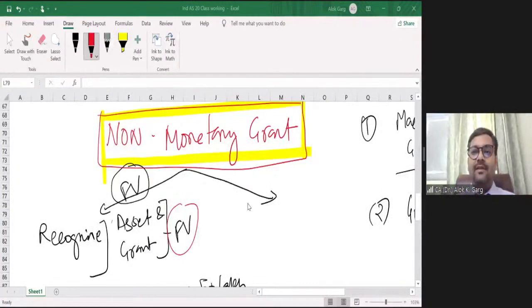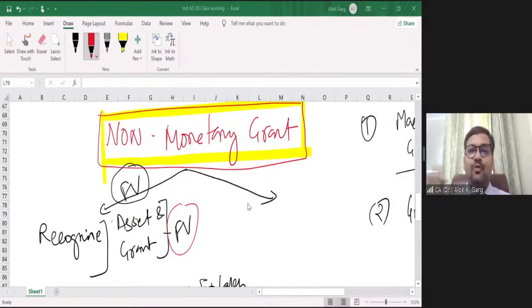You are right. So in this case, there is no difference between Ind AS and accounting standard. There are hardly 3-4 differences in Ind AS and accounting standard. I'll tell you. At the end of the standard, you are right, there is not much difference between Ind AS and accounting standard.